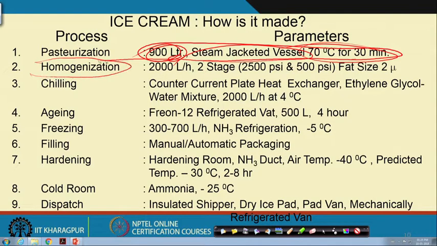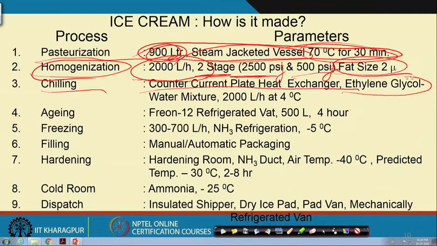Then homogenization is done at around 2000 liters per hour in two stages. One stage is 2500 psig and the second stage is 500 psig, and the fat globule size is around 2 microns. Then chilling is done by a counter current plate heat exchanger with ethylene glycol water mixture as the refrigerant, and the capacity could be 2000 liters per hour.